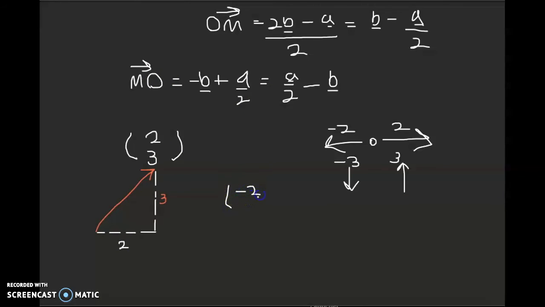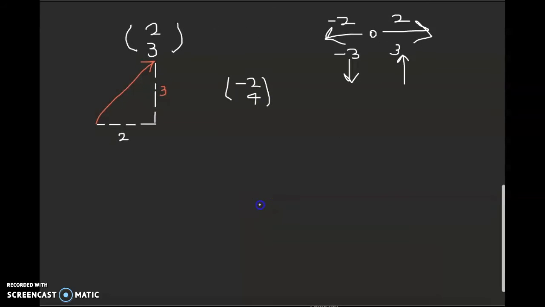Here's another example, (minus 2, 4). We would go 2 to the left, then 4 up, and from where we started to where we finished, we would join the points up. It's very important we show the direction the vector is going in, which is represented by the arrow.